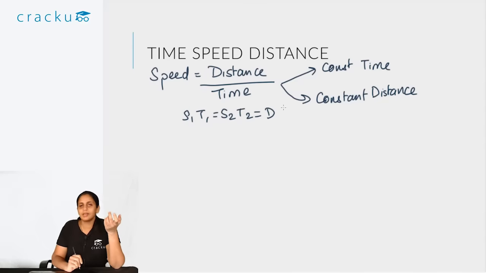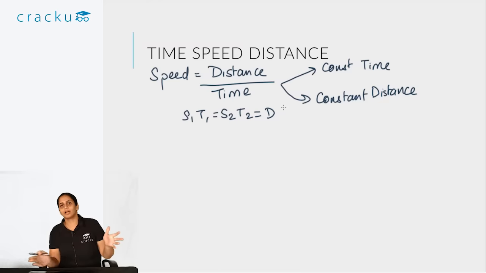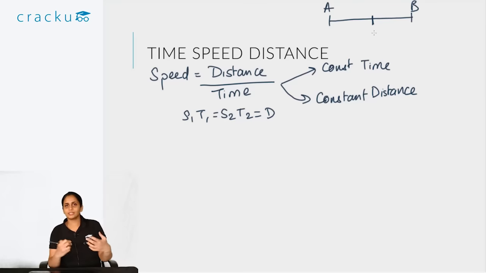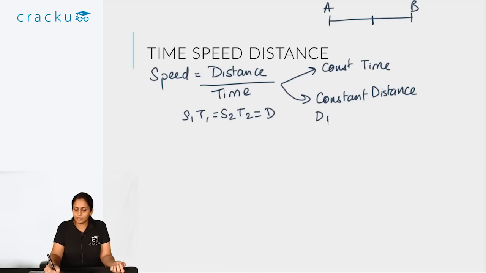Now suppose they run for the same time and cover different distances, like suppose I start from A, you start from B, and we meet at some point in the middle. We'll be essentially traveling for the same time, and the distance covered by us would be different, but the time for which we travel would be the same. So this will be a question of constant time. In this case, we can say that D1 by S1 will be equal to D2 by S2.